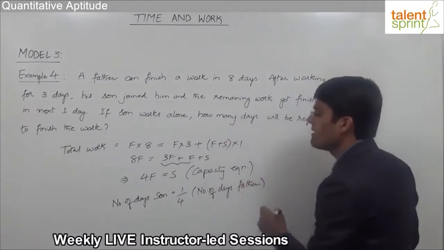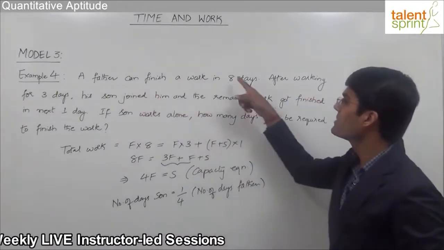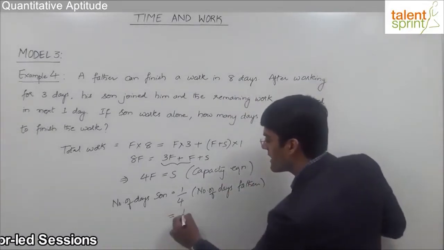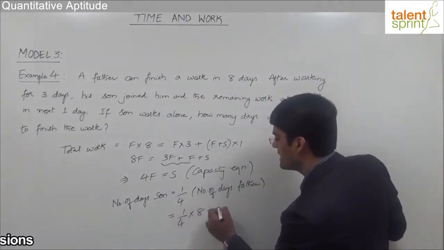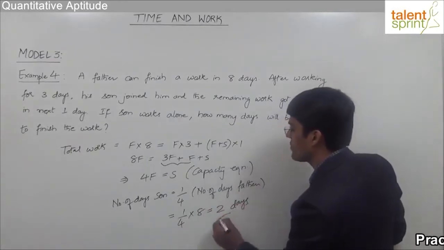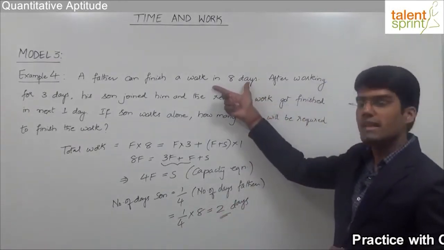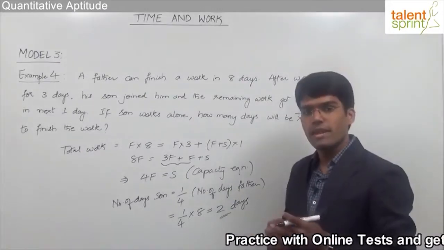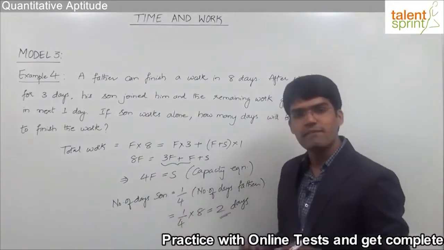So number of days for son should be equal to 1/4 of the number of days taken by father. And very clearly the father can finish the work in 8 days. So we can take this as 8. So number of days required by son will be 1/4 into 8, that is 2 days. So if the father can finish the work alone in 8 days, son alone will be able to do it in just 2 days.